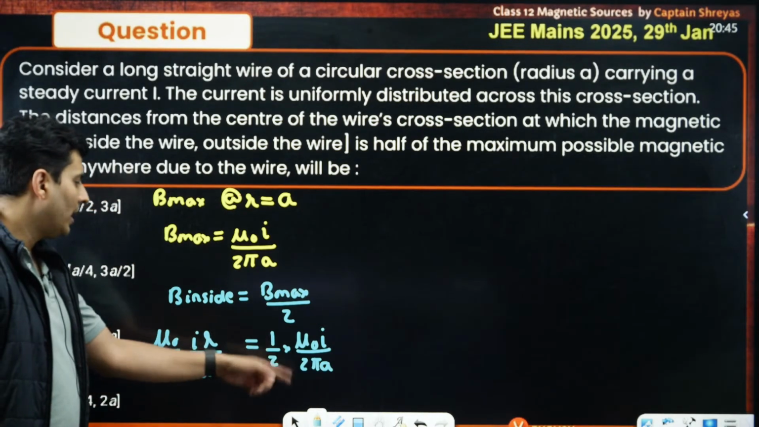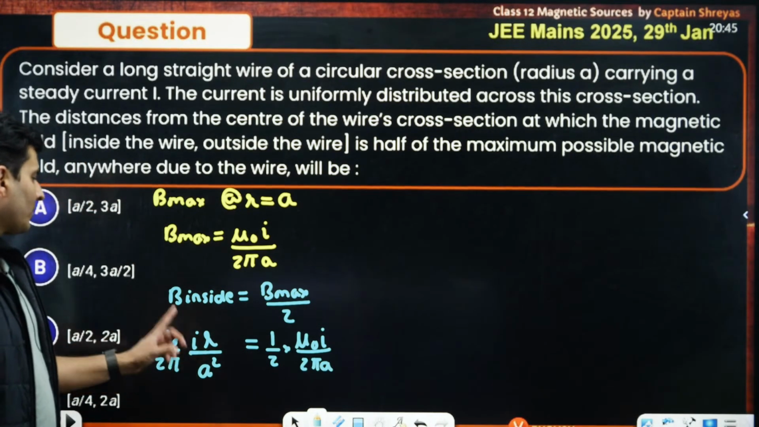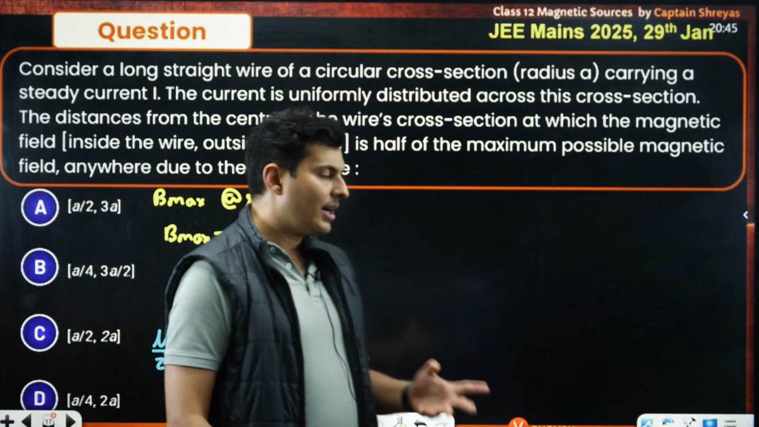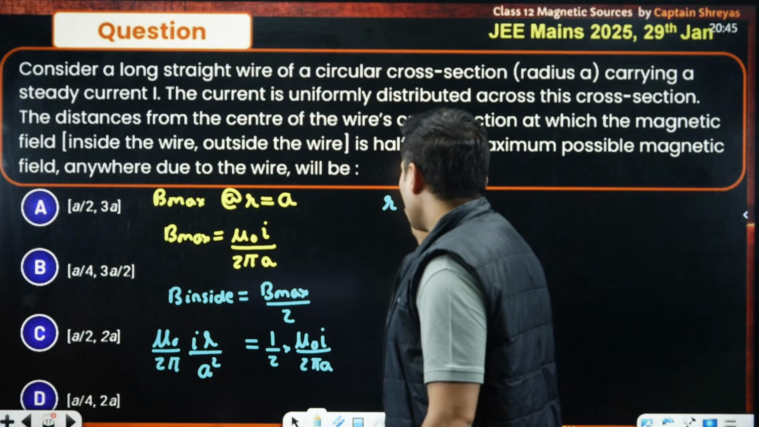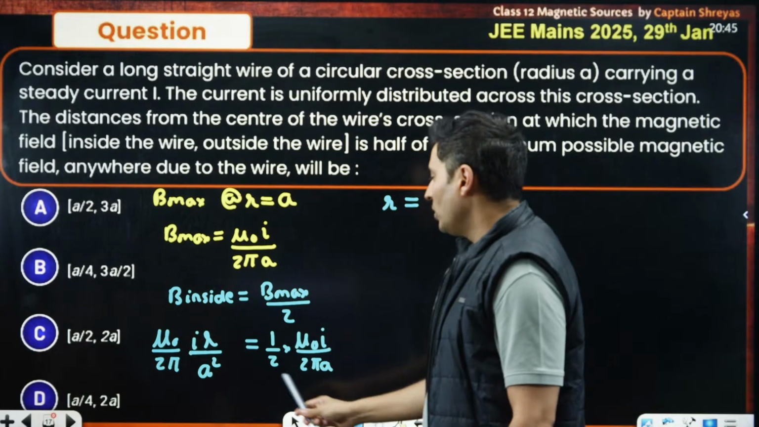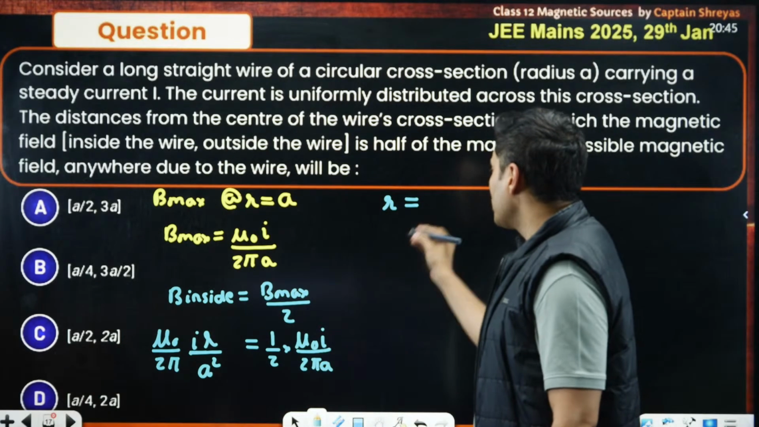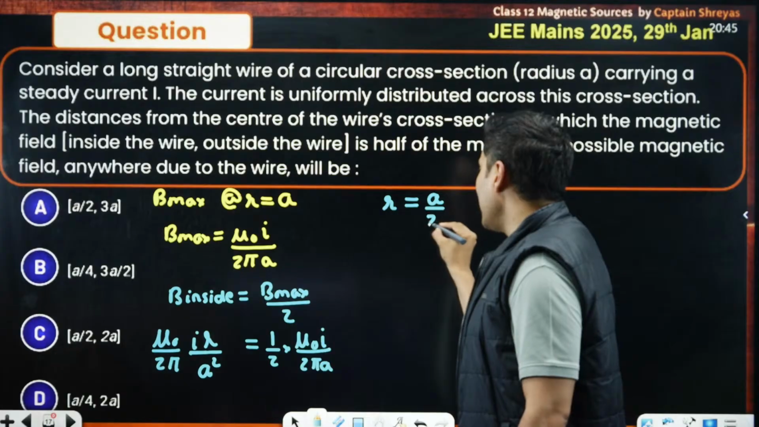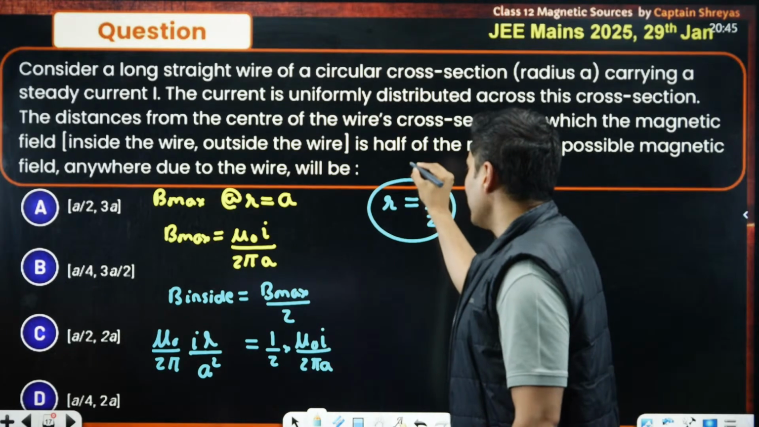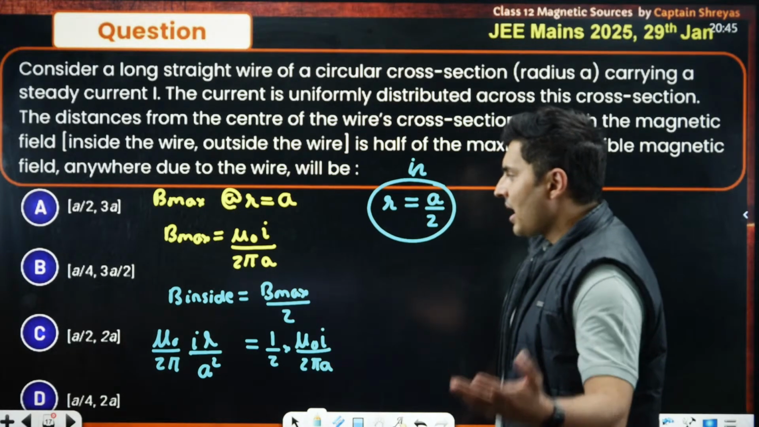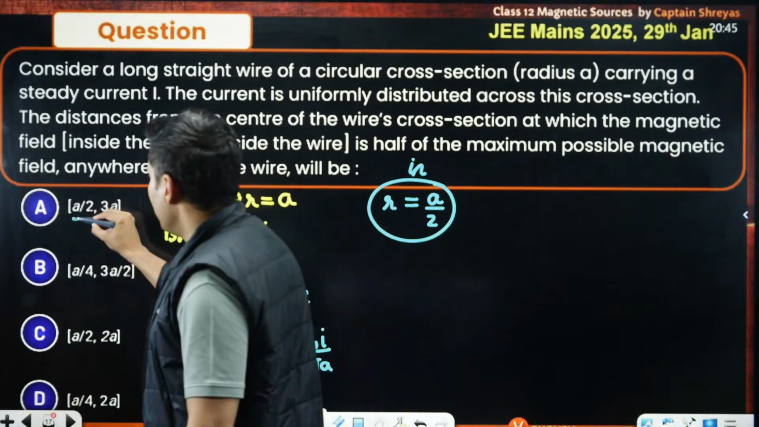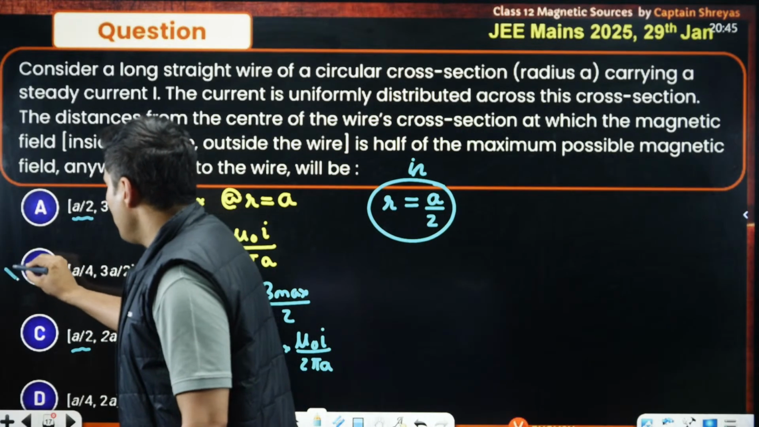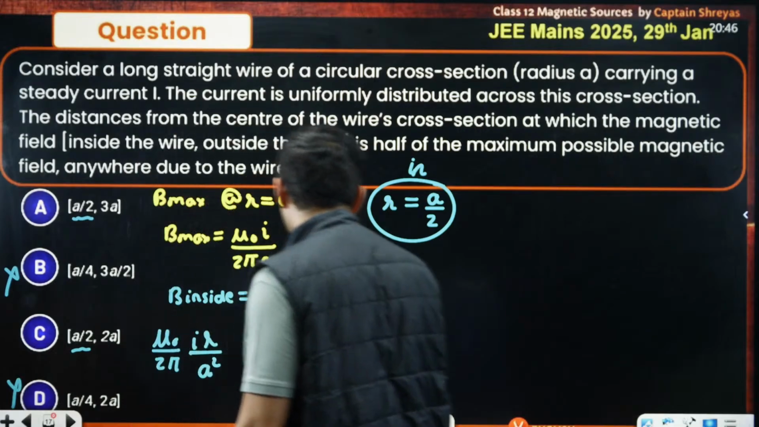So, mu naught by 2 pi, mu naught by 2 pi, A will definitely get cancelled. And what will you get? R as. Think about it and tell me quickly in the chat box. A will go on the top. This 2 will remain. So, R will be A by 2. So, this is the first answer for inside, A by 2. Absolutely clear? Okay. A by 2 is there here and it is there here. So, B option and D option gets eliminated.